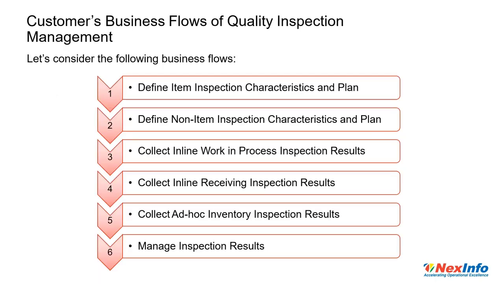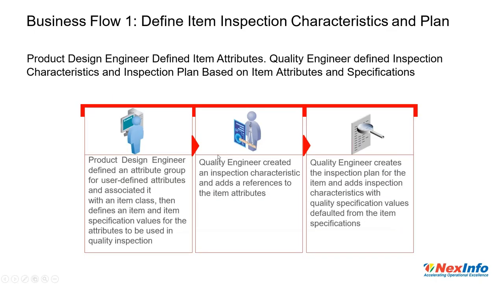So these are the different distinct business flows of quality inspection management. For the customer, the first is define item inspection characteristics and the inspection plan. The next one is define non-item inspection characteristics and plan, and then collect inline working process inspection results, collect inline receiving inspection results, and collect ad hoc inventory inspection results, and then manage the inspection results. So we'll go through a few flows of this customer.